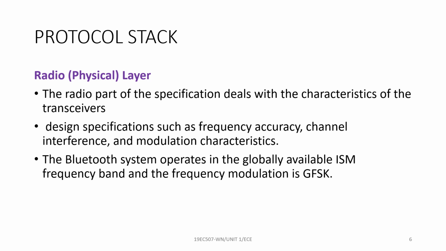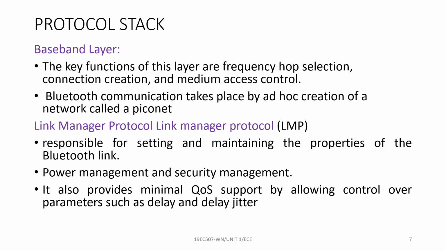Now let us go through the features of the radio or the physical layer. The radio part of this physical layer exhibits the characteristics of the transceivers. Design specifications like the frequency, the channel interference and modulation characteristics are considered here. The Bluetooth system operates in the globally available ISM band, and the type of modulation we use here is Gaussian frequency shift keying.